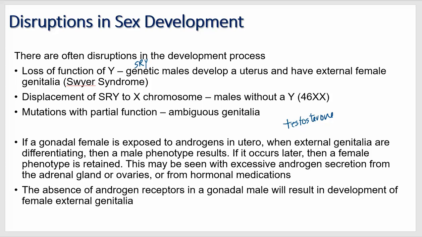So that could be before. If it's before the external genitalia are differentiating, then it's going to be a male phenotype. If it occurs later, so let's say that everything has already begun to develop, then a female phenotype is retained. They may have more masculine traits. It may be seen with excessive androgen secretion from the adrenal gland, or from the ovaries, or from hormone medications.